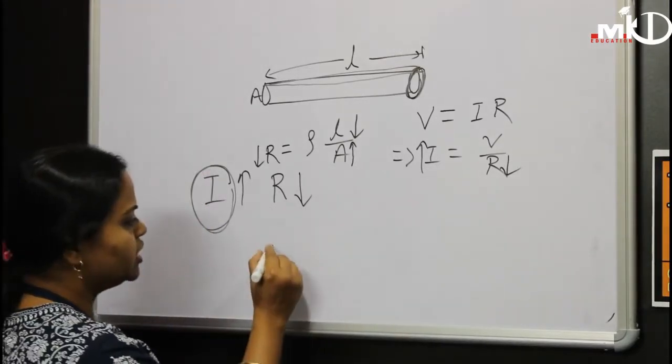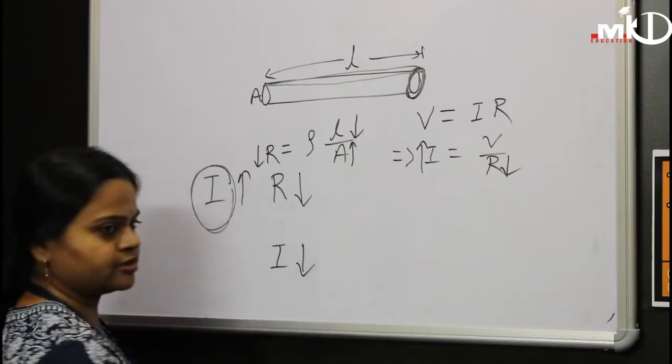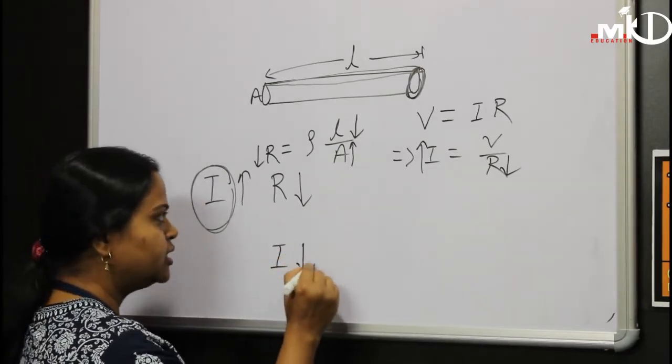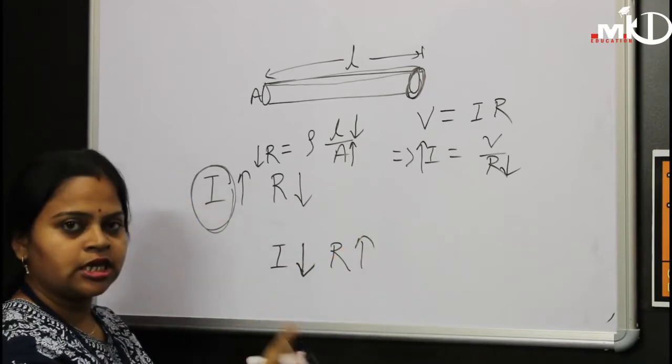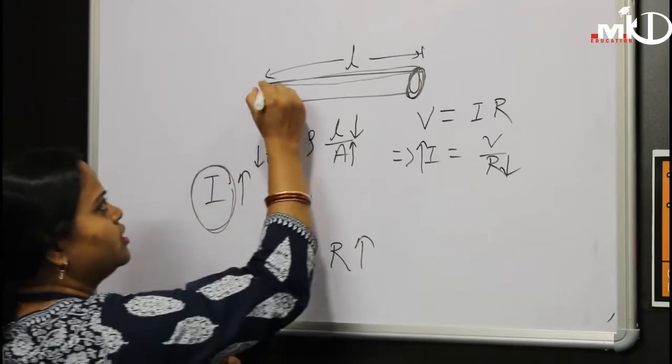If we need less current, R must be increasing. If R increases, then come to this one.